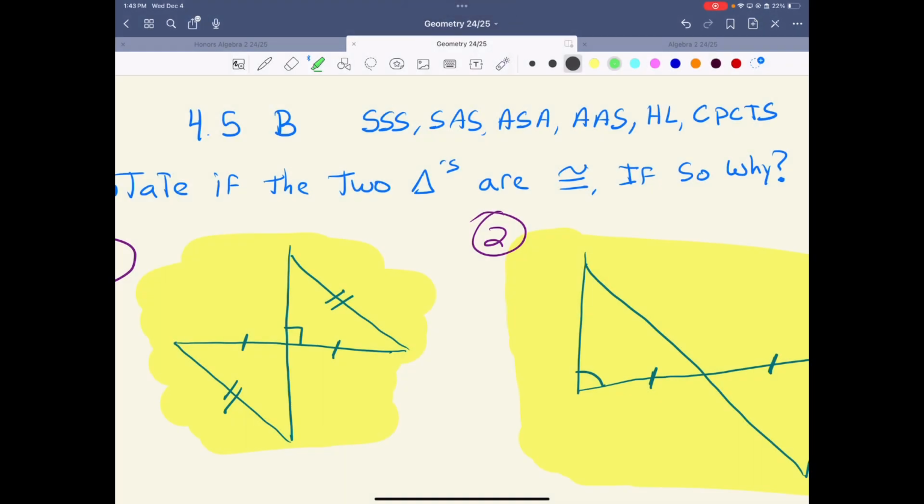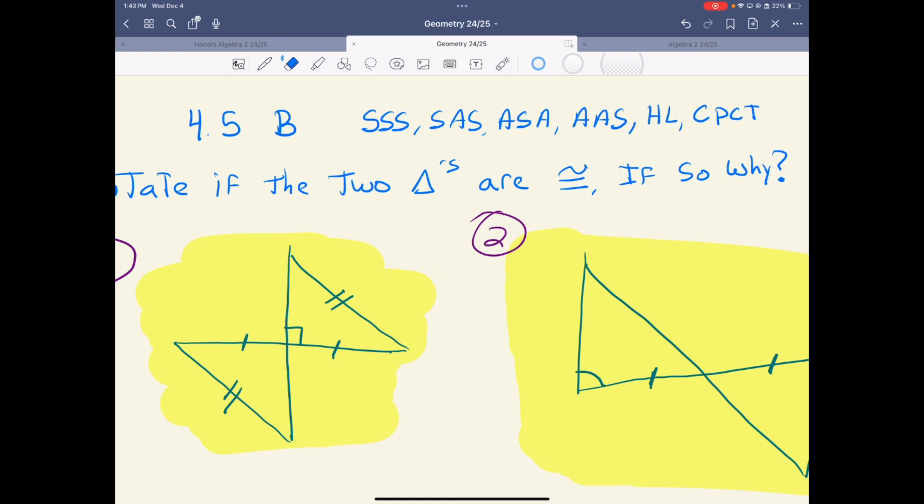Today's going to be 4.5b. We're going to look at side-side-side, side-angle-side, angle-side-angle, angle-angle-side, and hypotenuse-leg, which is what we did yesterday. But then we're going to put the corresponding parts of congruent triangles on there as well today to kind of finish up. Why that last S is there, I don't know. To kind of finish it off.